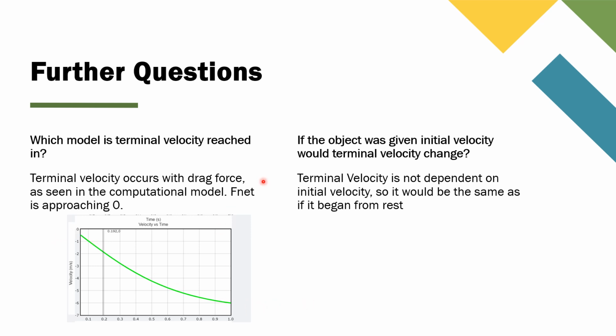And then the next question is, if the object was given initial velocity, would terminal velocity change? Terminal velocity is not dependent on initial velocity, so it would be the same as if it began from rest. So even if you threw it down a little bit, eventually it would reach the same terminal velocity.